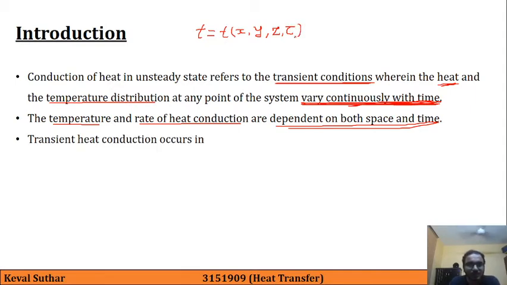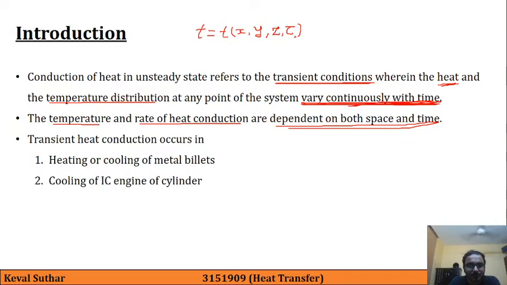Transient heat conduction occurs in a few examples. First is heating or cooling of metal billets. Second, cooling of IC engine cylinder.